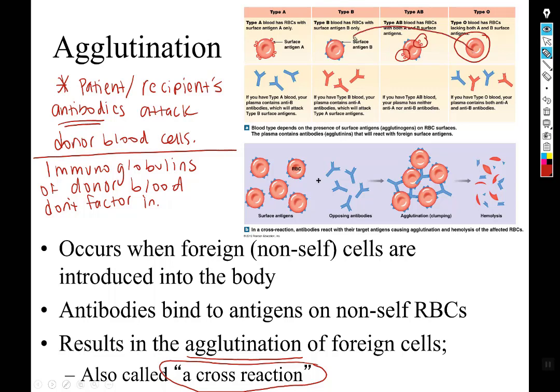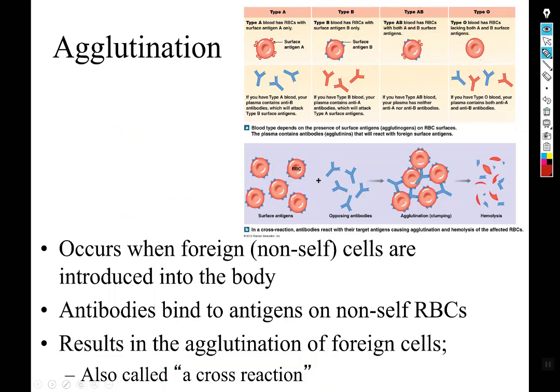So if I put O red blood cells into B blood, the anti-A antibodies won't stick to anything on the surface of those cells, so we're fine. But if I gave whole O blood, then these anti-B antibodies would stick to this person's surface antigens. The reason that's not the case is because donor blood undergoes some processes, including plasmapheresis, that get those immunoglobulins out so that they don't affect the patient's or recipient's blood.